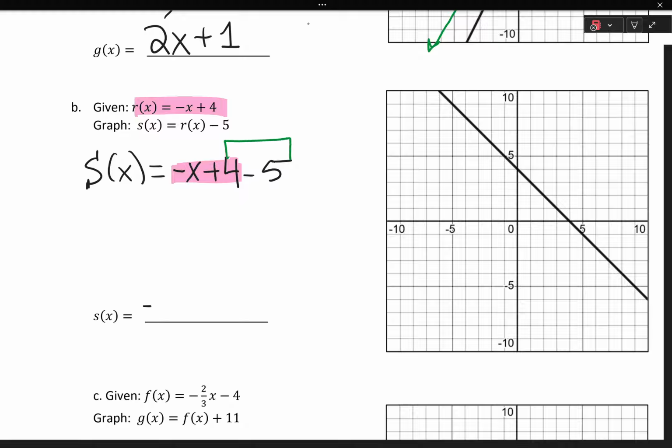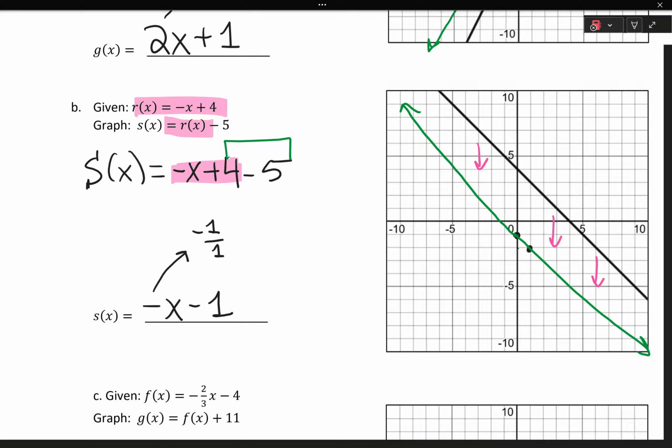First, let's combine some like terms. 4 minus 5 is negative 1. And let's not forget, this slope of a negative is actually negative 1 over 1. Let's graph it. Okay, so I'm going to start by putting a point on negative 1. And then I'm going to go down 1, right 1. Ugh, I was going to do green, I forgot. Hopefully, you can see how this line went down.